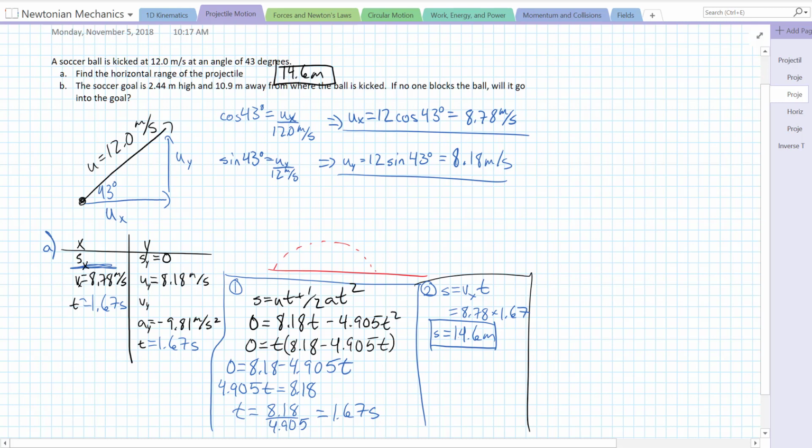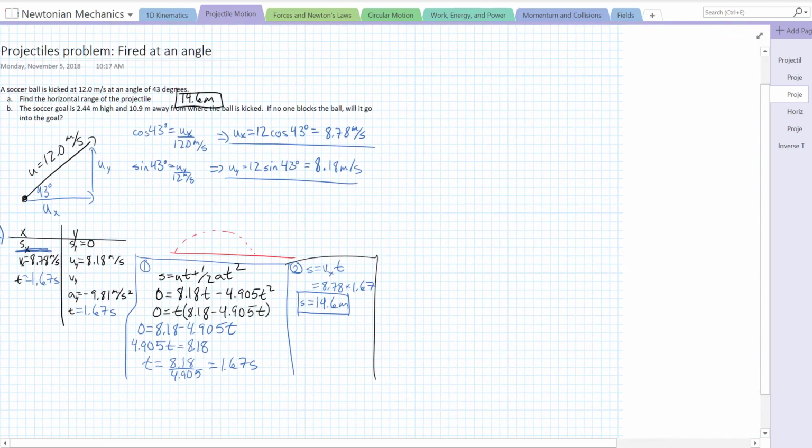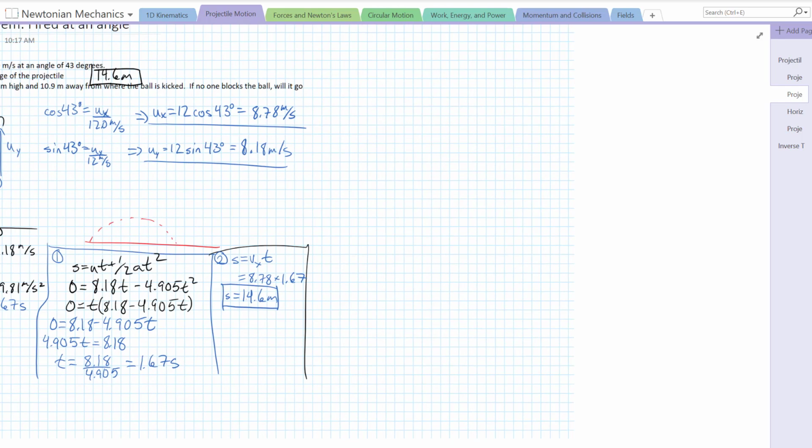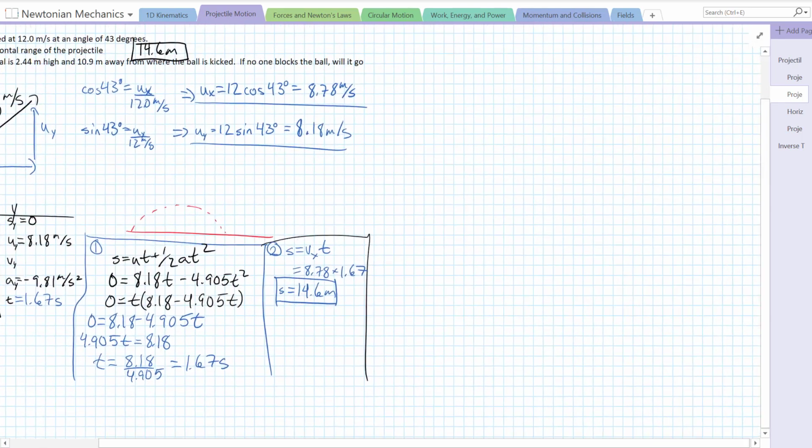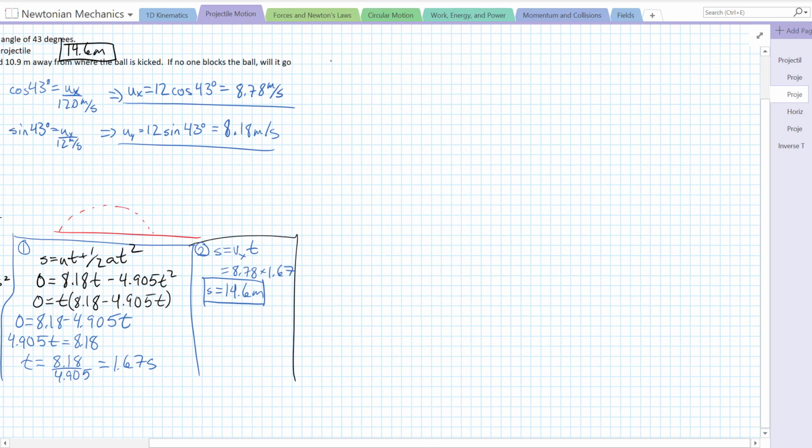So I'm actually going to slide over to the right, so I have a little bit more room. Well, that didn't work. Okay, let's slide over to the right for part B.